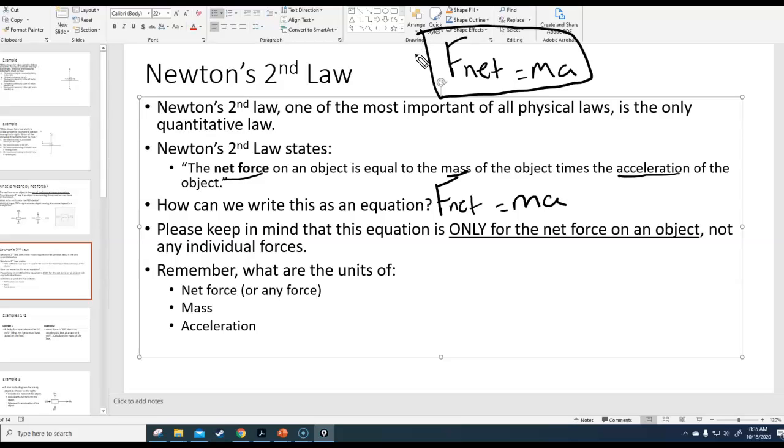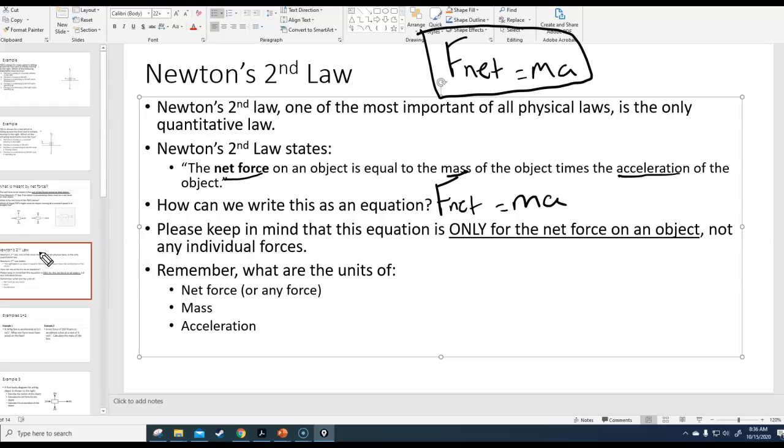Keep in mind that the units of force, net force or any force, are the newtons. The unit of mass is the kilograms, not to be confused with weight, which is measured in newtons because weight is a force. And then, of course, acceleration is meters per second squared, which we've seen before.